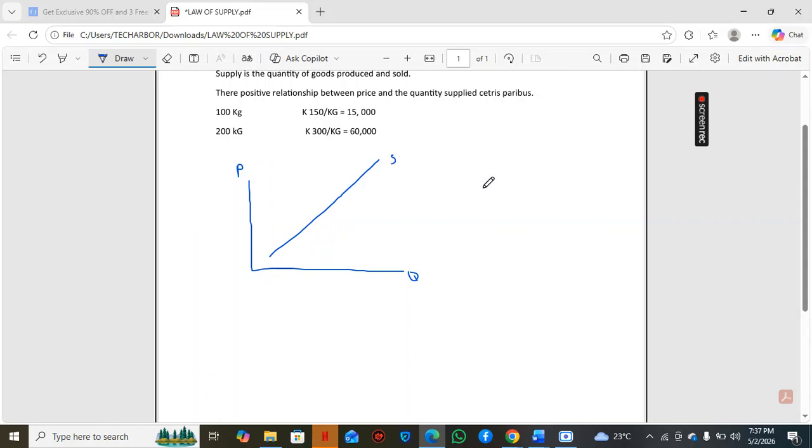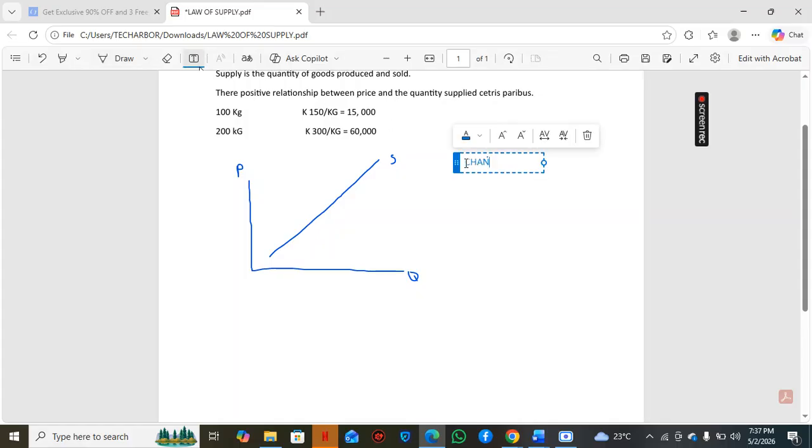All right. And we need to remember the difference between change in quantity supplied and change in supply. Change in quantity supplied is a movement along the supply curve, caused by a change in price.